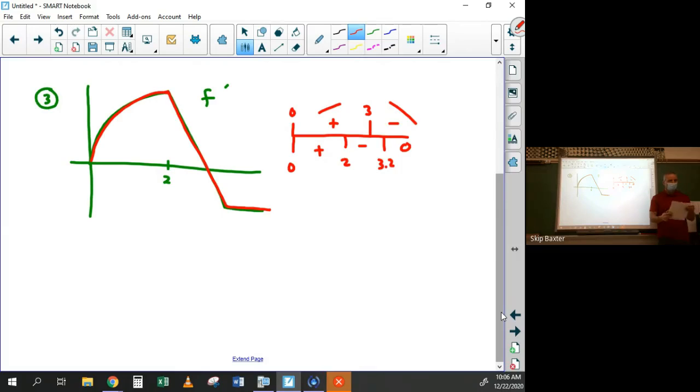Okay. Anything else? What about number 2? On the first test or the second test? Same page. Okay.